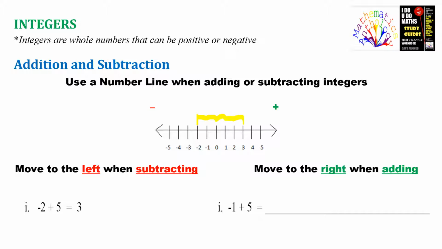Let's try again with the next example. Negative 1 plus 5. So if you're starting at negative 1, which is here, again, if you're adding 5, you need to move 5 units to the right. So 1, 2, 3, 4, 5. 5 units to the right will stop at positive 4. So negative 1 plus 5 should give us positive 4 as our answer.